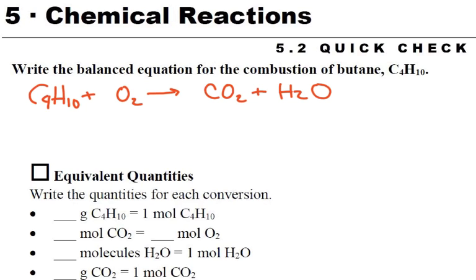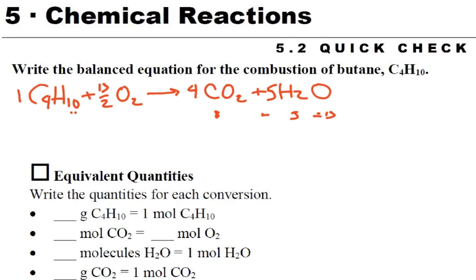Okay, I would do the carbons first. I have 4 carbons here, so I'm going to say I have 4 carbons, 4 CO2s. I have 10 hydrogens over here, so that's going to make 5 H2Os. And if I count it out, I have 4 times 2, I have 8 oxygens here. 5 times 1, I have 5 more oxygens there. Okay, that equals 13, so I could write 13 halves O2.